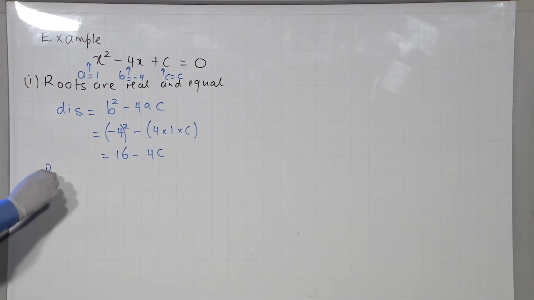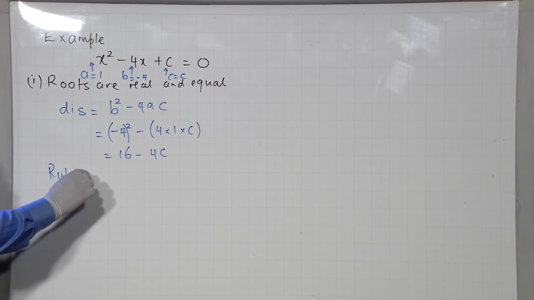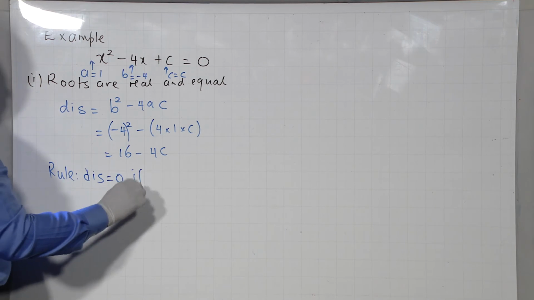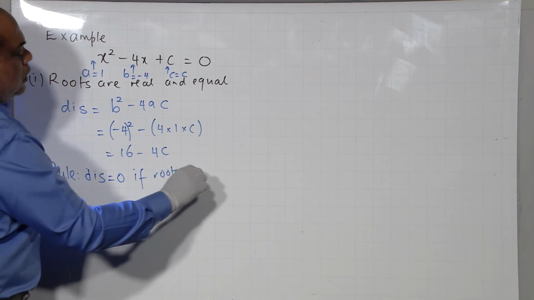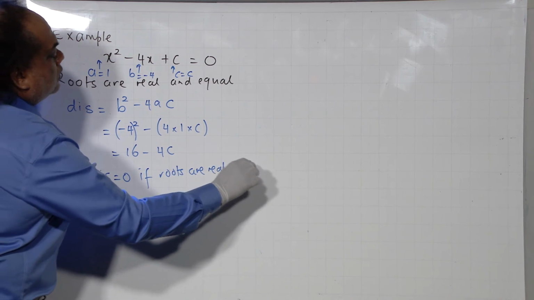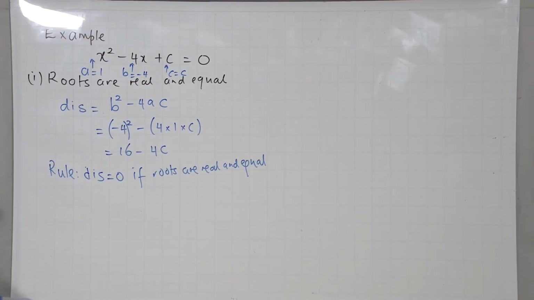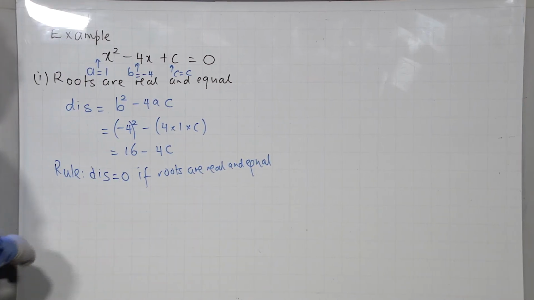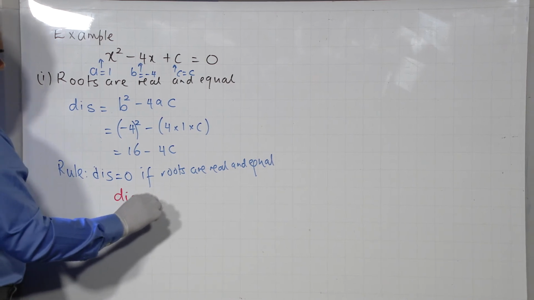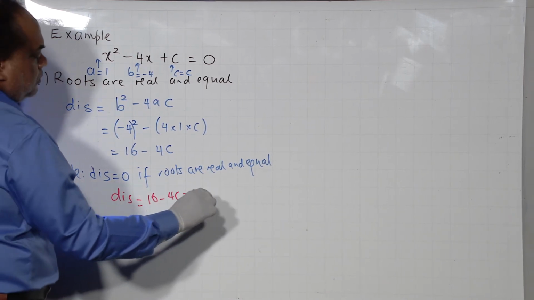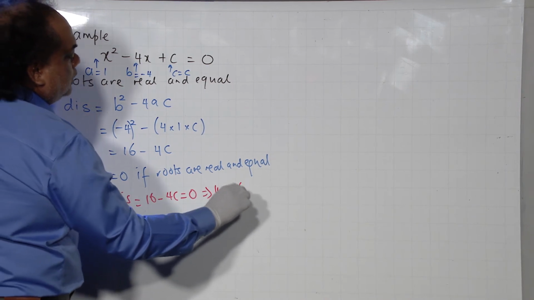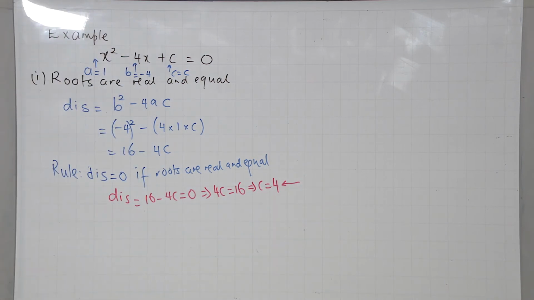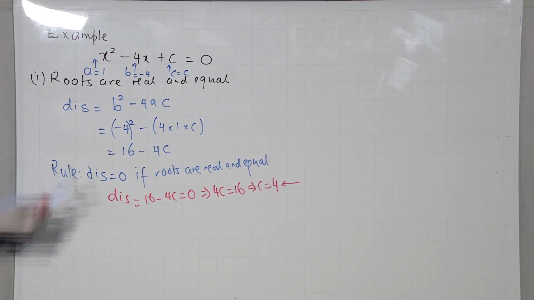So this is 16 minus 4C. Now what is the rule? Discriminant equal to 0 if roots are real and equal. So the discriminant 16 minus 4C equals 0, for C equal to 16, C is equal to 4. So C is equal to 4 if I want the roots to be real and equal.